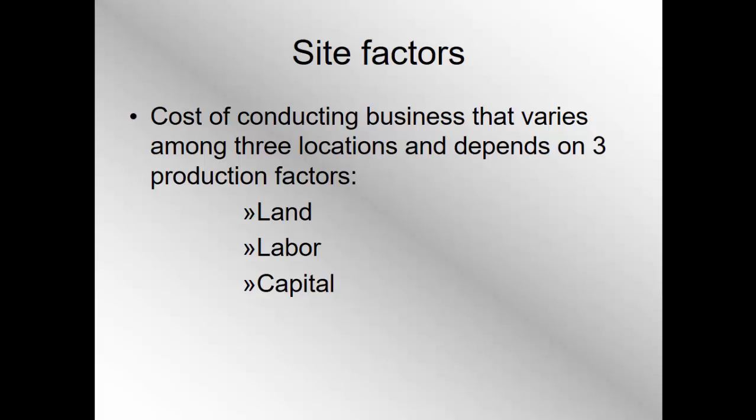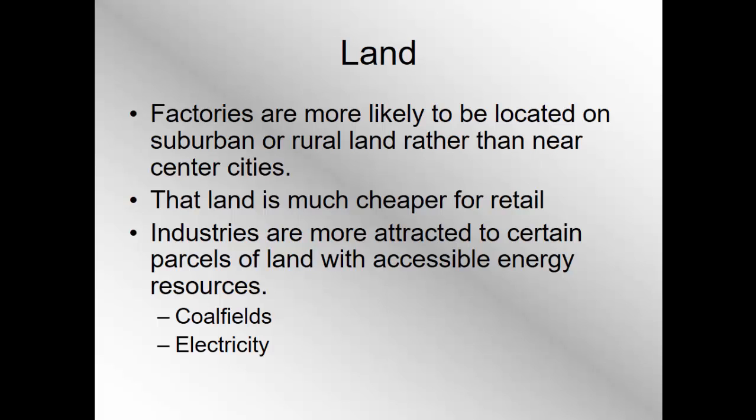Land, first off. Factories are more likely to be located on suburban or rural land rather than near city centers. Why? Because suburban and rural land is cheaper. And oftentimes factories need large amounts of land in order to build their facility, because factories need a lot of space in order to produce. And so they tend to be located a little bit further outside of city centers.